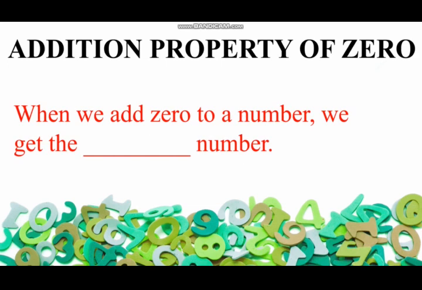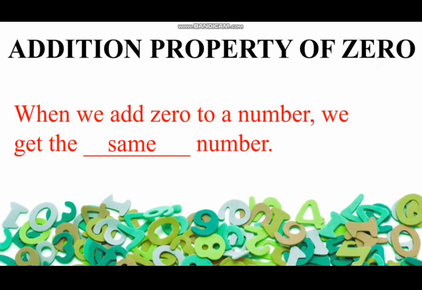कौन सा number मिलता है? बताइए बताइए. In the previous one we have done. Any number plus 0 will be equal to, yes, same number. So please don't forget this, okay, that the addition property of 0 is when we add 0 to a number, we get the same number, okay, learn it.